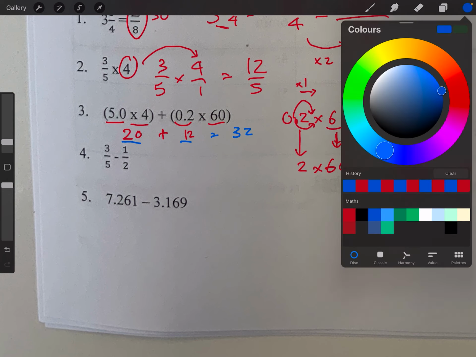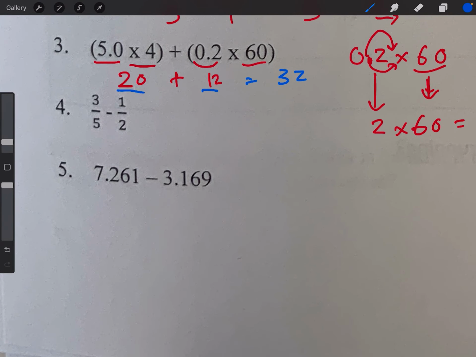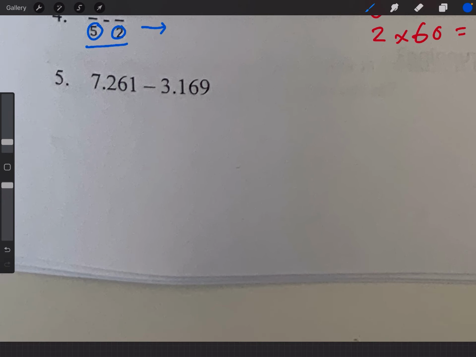Next question. If you want to subtract a fraction, you must make the bottom the same. This one should be easy. You should be able to know how to do this. Question 5, what you're going to do is take 7.261, take away 3.169, and work it out.